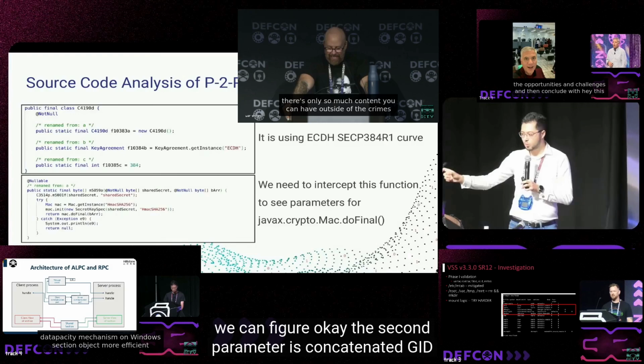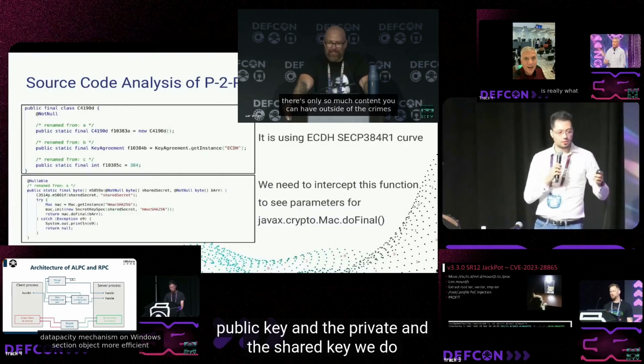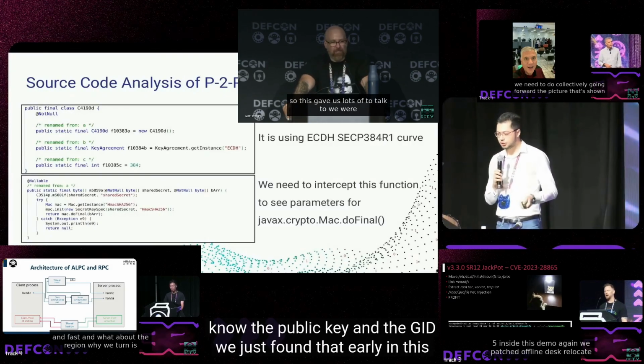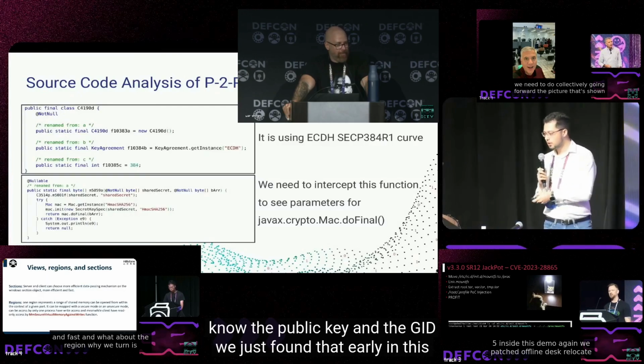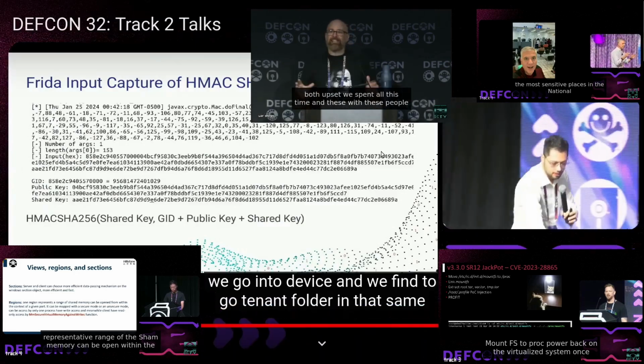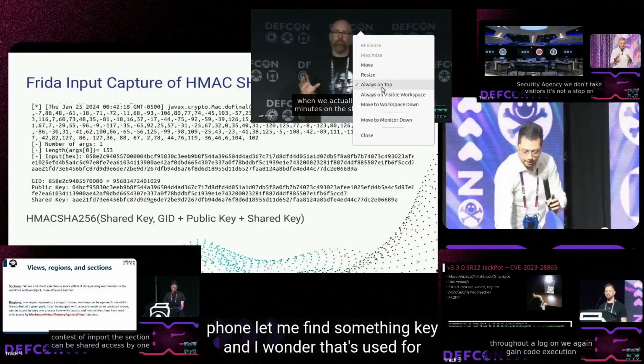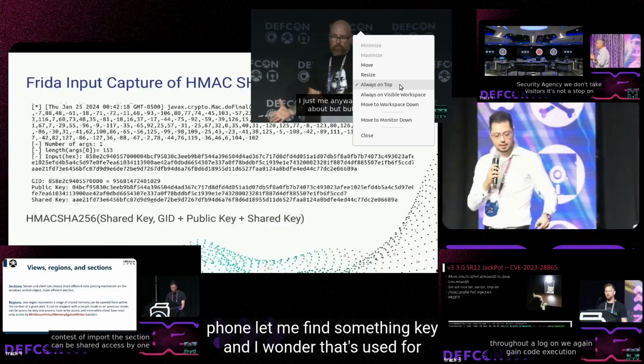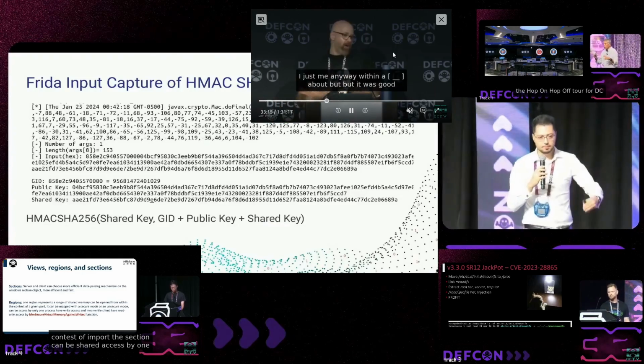So we could not figure out what the parameters are here. Using Frida, we can essentially intercept this crypto MAC doFinal. We instrument this phone right here, which is an Android phone connected with goTenna, and then we send a P2P message and capture this.